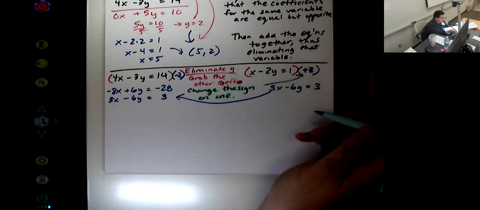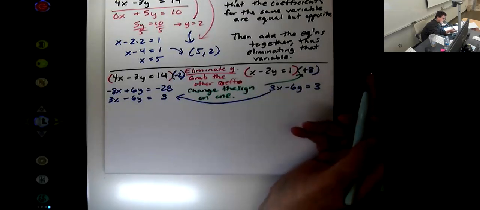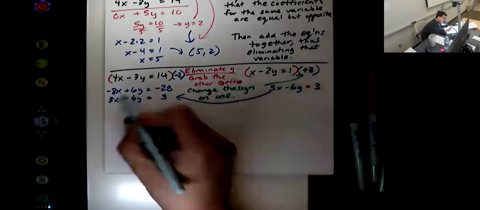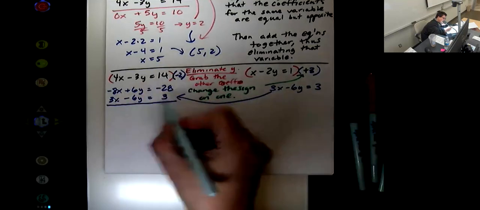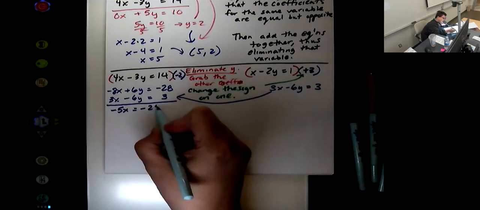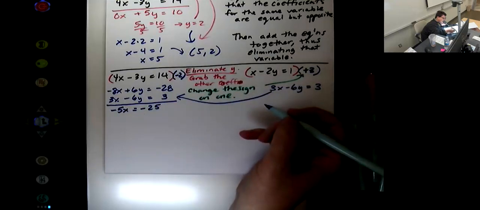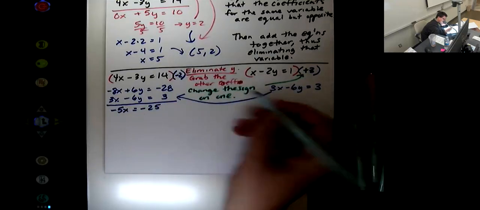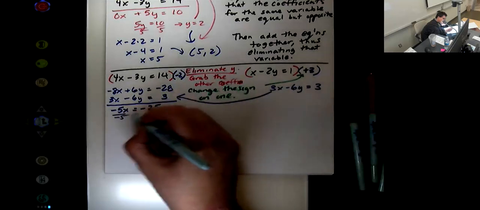So if you multiply through by that, you should have gotten on the left, negative 8x plus 6y equals negative 28. And on the right, 3x minus 6y equals 3. Stack them up and add them, you get negative 5x equals negative 25. Divide by negative 5, and we get x equals 5.